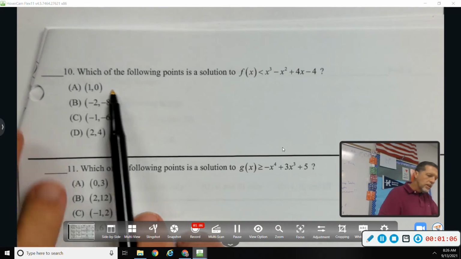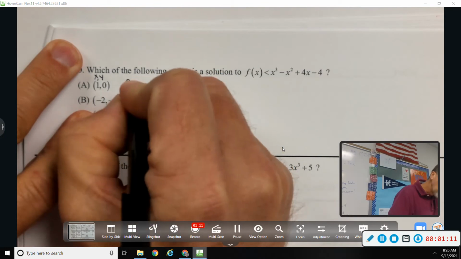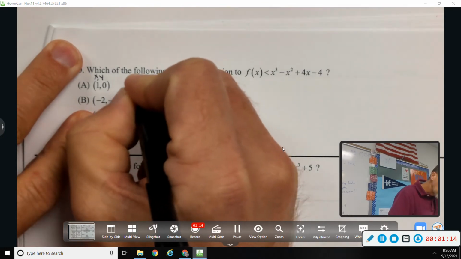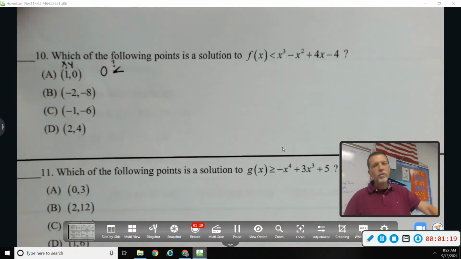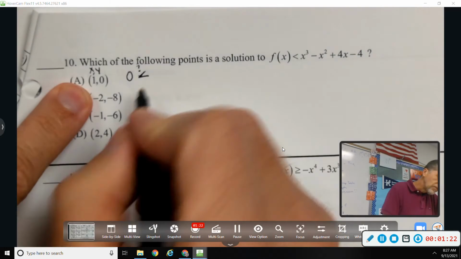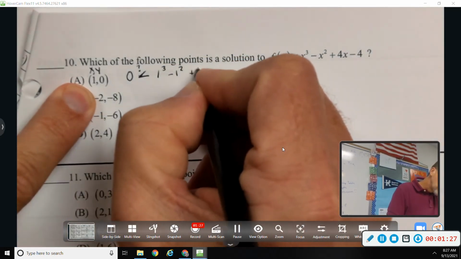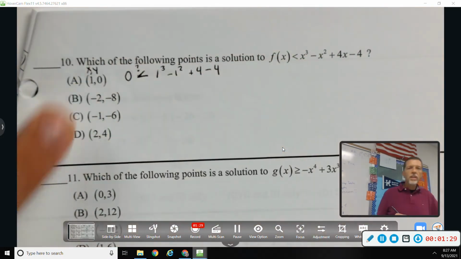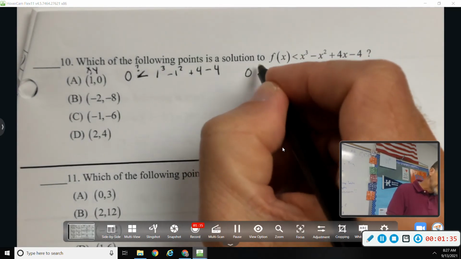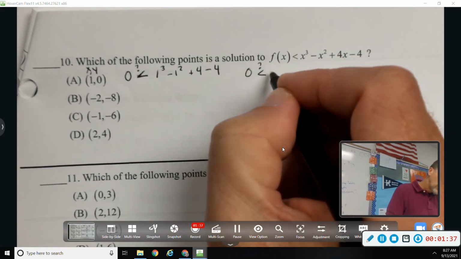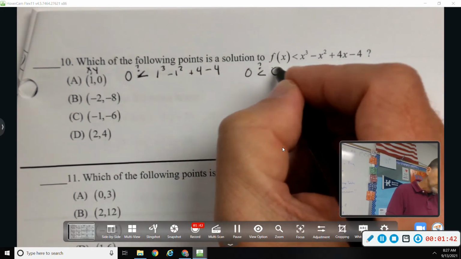So let's plug in (1, 0) and see if it works. So 0 goes in for y, and so really this is 0 less than question mark. Not sure, that's what we're trying to find out. We'll plug in 1 for x: 1 cubed minus 1 squared plus 4 minus 4. Well, at least the math is easy. 1 minus 1 is 0, 4 minus 4 is 0.